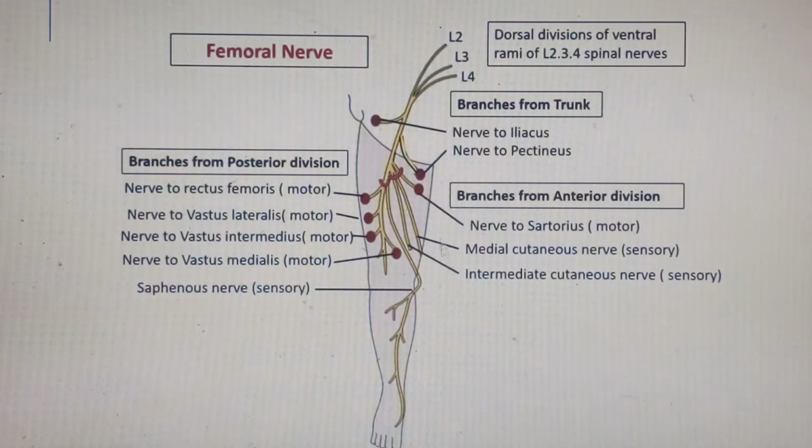Okay, so in summary, what have we seen? Yes, from L2, L3, and L4. Okay, so look at how easy. You say is the what? The dorsal divisions of the primary ventral rami of L2, L3, L4 spinal nerve segments, from the lumbar region. That's what we see. And the nerve emerges, okay, that nerve is what we call the femoral nerve.